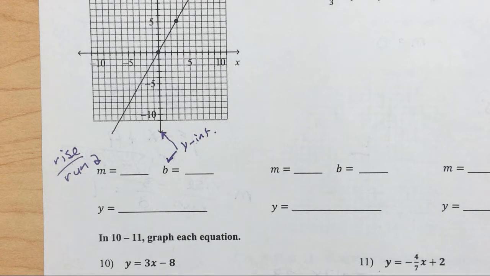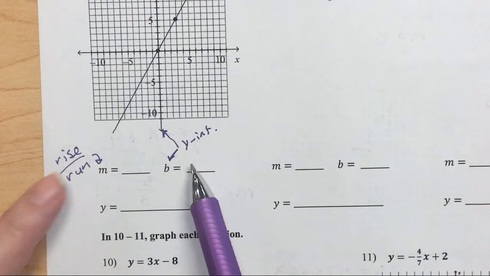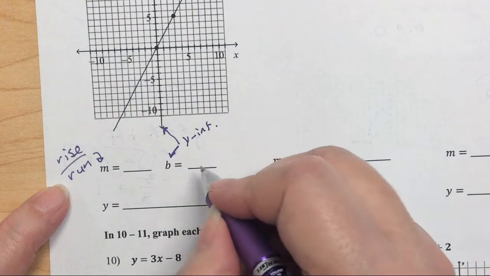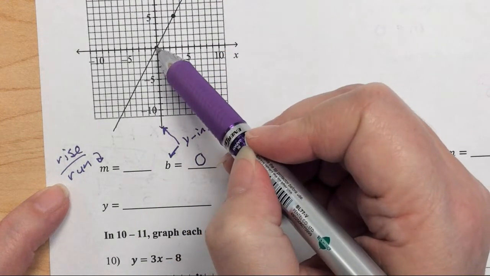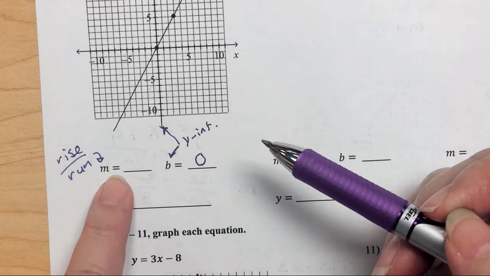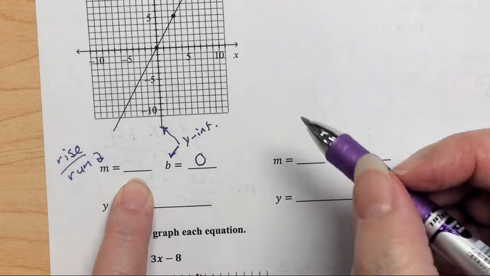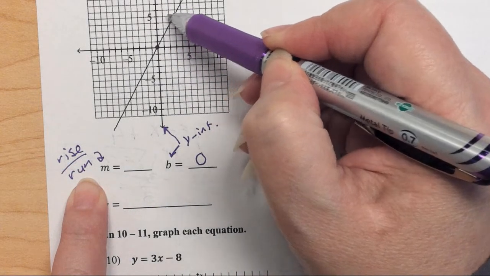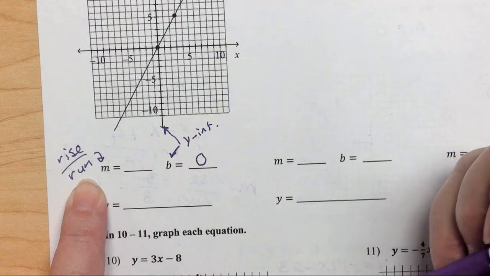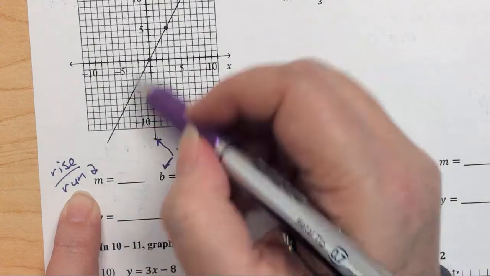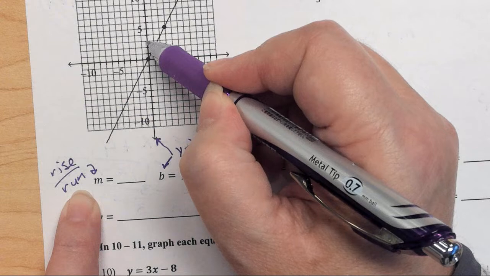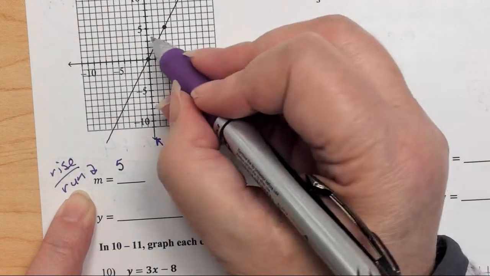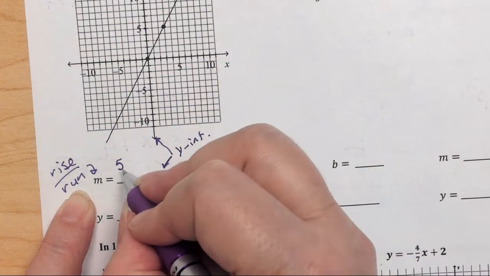Alright, so your b, your y-intercept, what's your y-intercept? 0, because it crossed right here. That's 0. Your slope is what? So I want to find my slope, my rise over run. So I'm going to find from this point to here. So is this a positive or negative slope? Positive. So we're going to go up 1, 2, 3, 4, 5. I'm going to go up 5 and over 1, 2, 3.